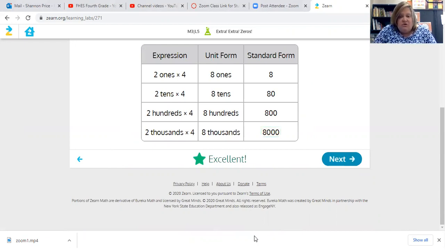But that's kind of your introduction to how to multiply really by 10 if you're thinking about it, because each place value, remember, gets 10 times more.